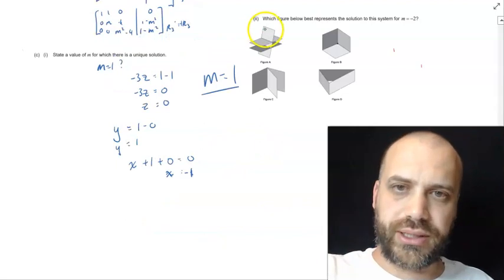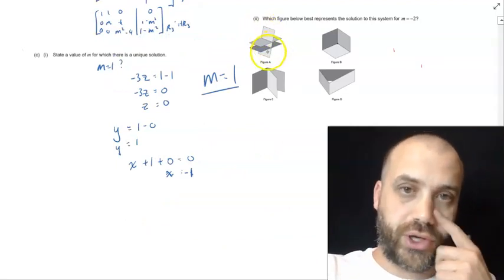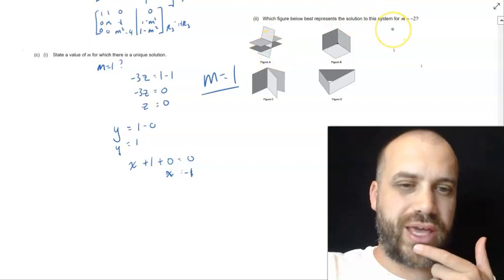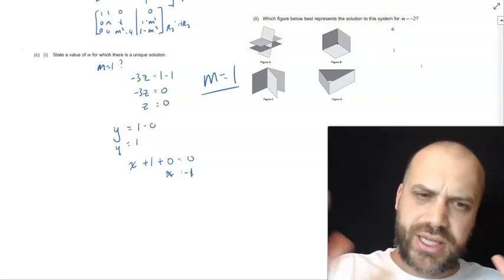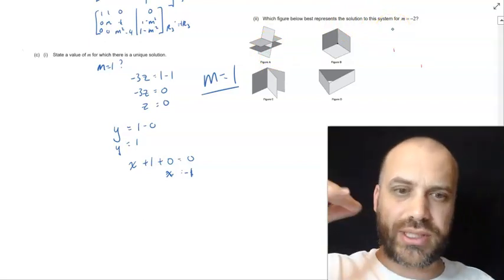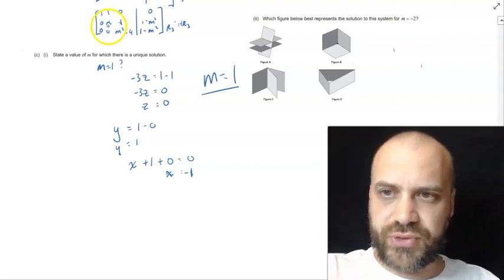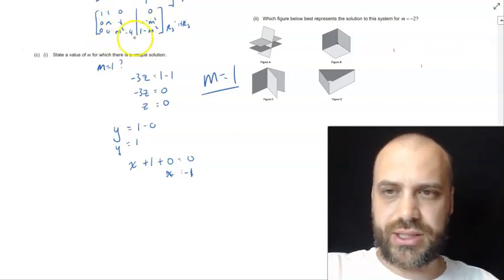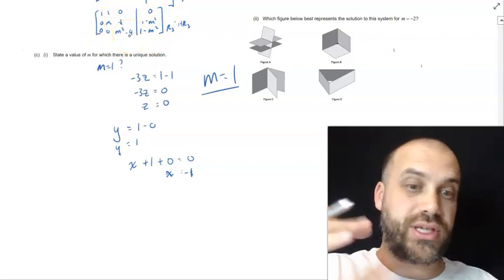Okay, so we come to the last part of the question, which is: which figure below represents the solution to this system for M equals negative 2. Now, I already said that M equals negative 2 causes an issue, so let me sub negative 2 into this totally so that you can see what's going on.